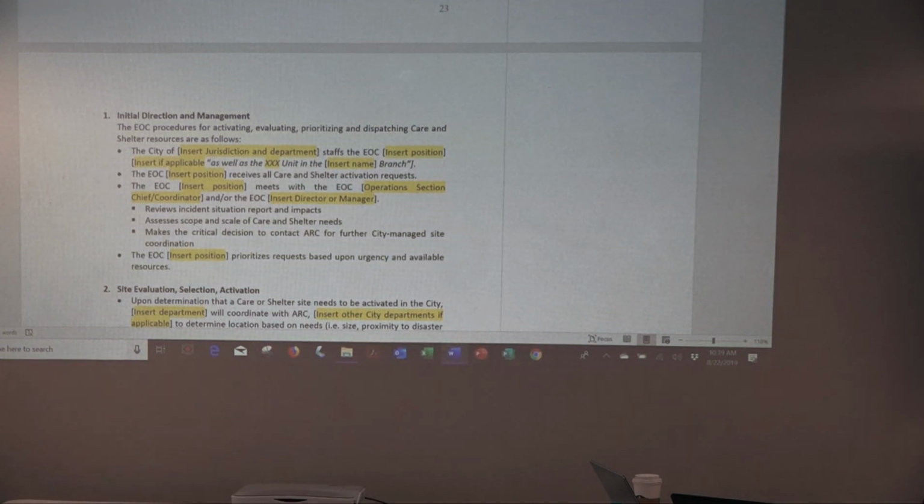Now you notice I didn't say it was the responsibility to make the decision. It was the operational responsibility moving forward after a decision is made to now proceed and carry out that oversight of care and shelter operation. Did you want to add anything?